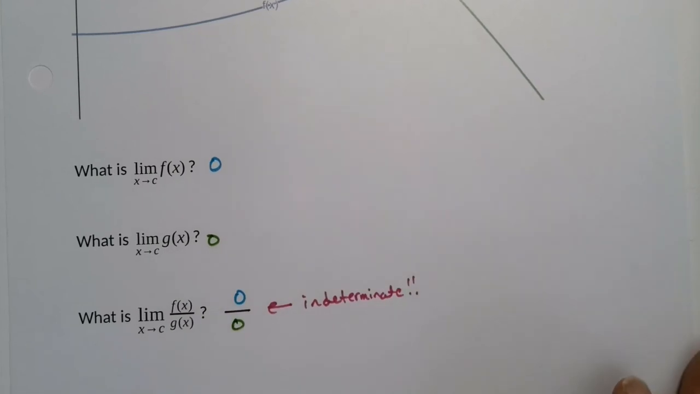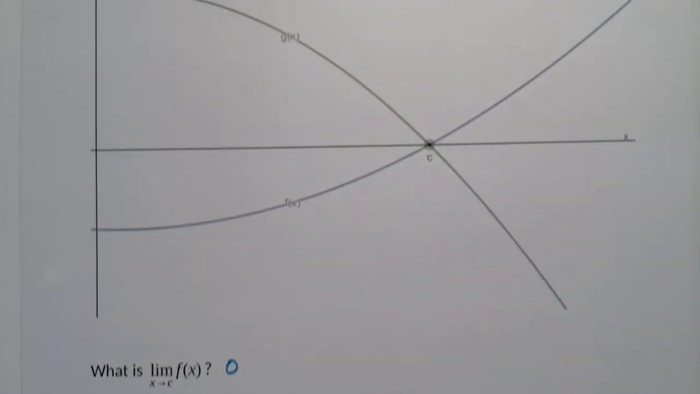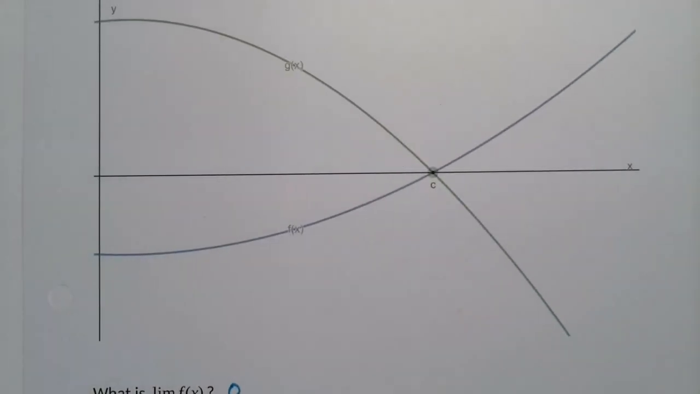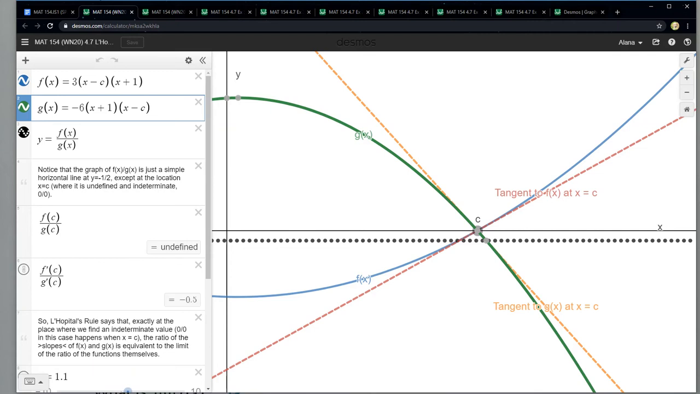Bummer. That's a real bummer, all right? So it's indeterminate. So what could I do? Well, what they're saying is you can approach the tangent line slopes, right? So let me go back to Desmos really quickly. And they're saying, okay, so those functions, when I did that, it's 0 over 0.